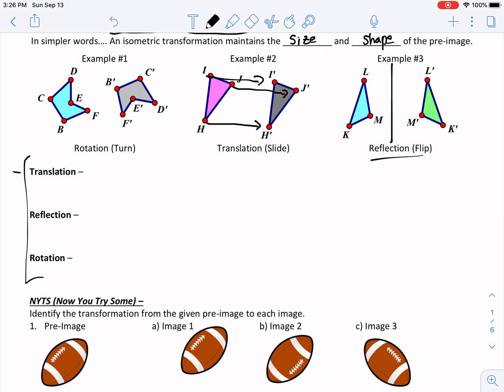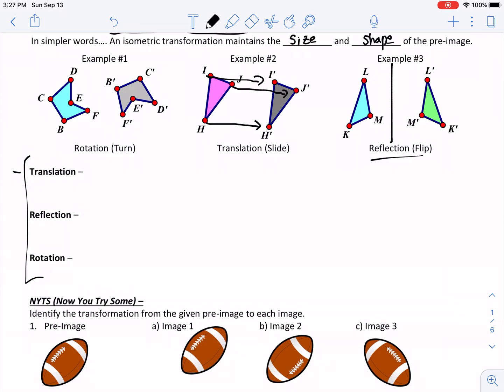Okay, and then a rotation, we kind of talked a little bit about rotation before too. All that's going to do is kind of change and rotate the image about some point. Okay, so it doesn't change its shape, size and shape, but it rotates the image. Okay, all the points are going to rotate around some point.